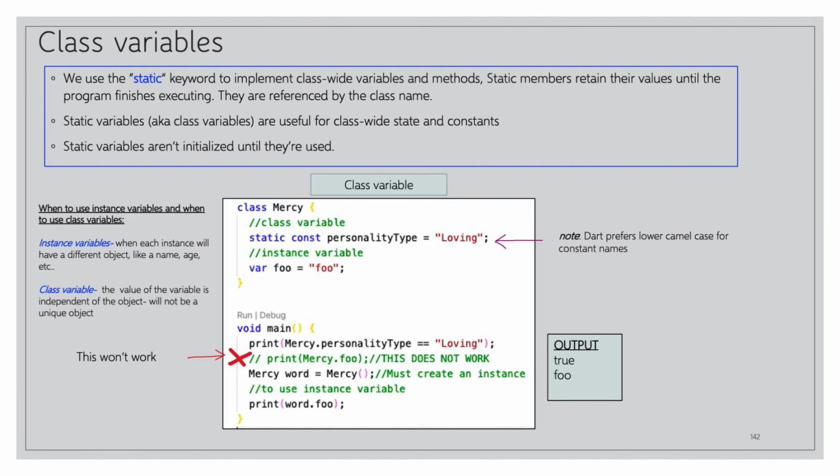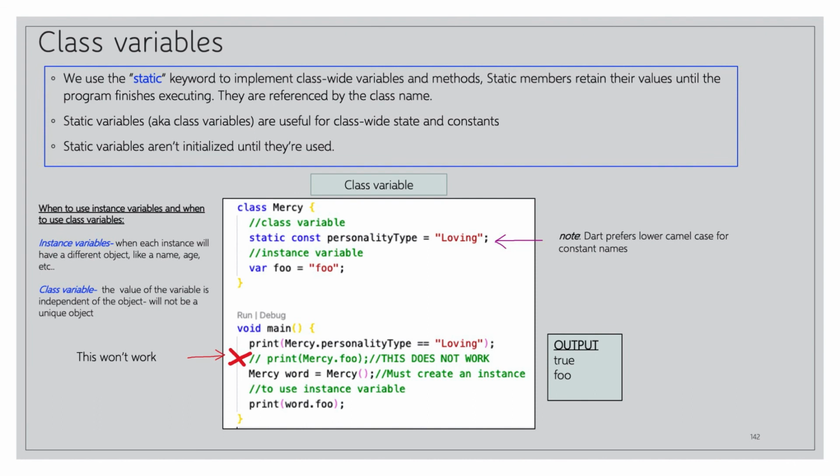So now let's take a look at defining a class variable. So we have a class Mercy. Here we have a class variable using the static keyword, so static const, because it's not going to change, personalityType equals loving. I should point out, Dart prefers lower camel case for constant names. So that means we start personality with a lowercase and that second word, Type, uppercase T. And then we have a regular old instance variable that we've been using right along, var foo equals foo.